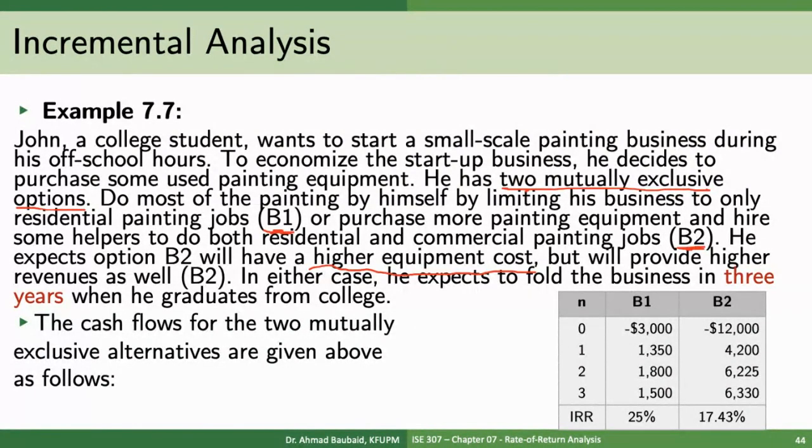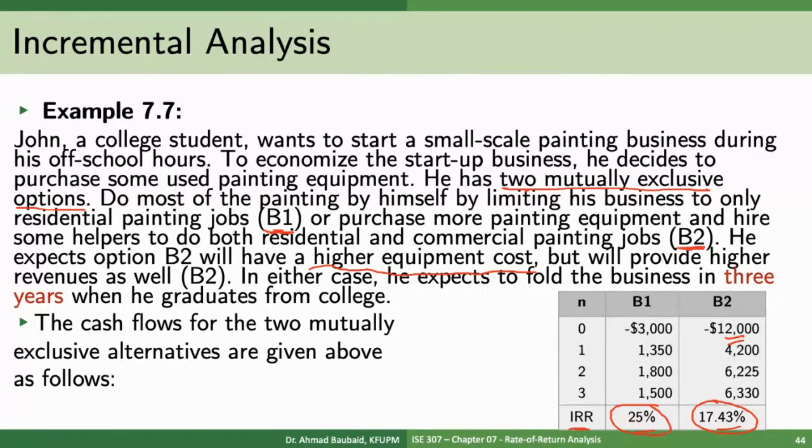Everything is summarized in a table very nicely. And in fact, I think this is also given. You don't have to solve for this, right? So they're giving you the cash flows, and you see here B2 is a costlier investment. And if you compute the rates of returns, or the IRR, notice here we have a simple investment, so I think in this case, as I said, it's given. It is 25% and 17.43%. So you have everything you need.